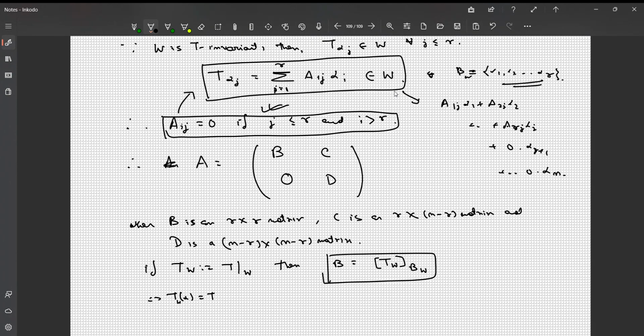What do we mean by restricted operator? This means T_W of alpha must be equal to T of alpha for all alpha in W.